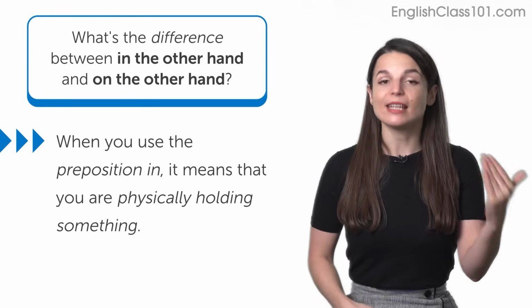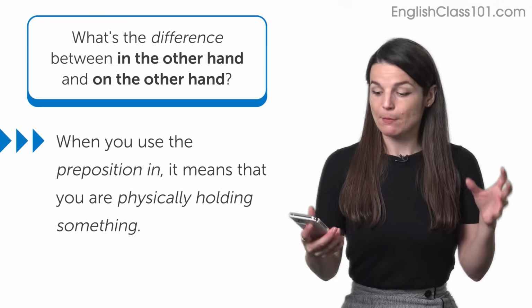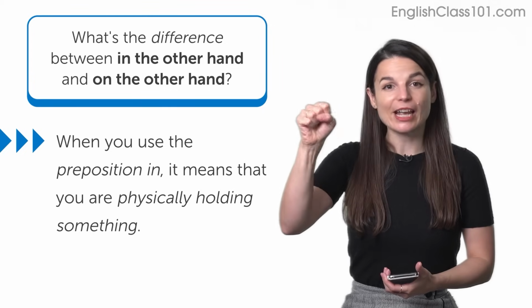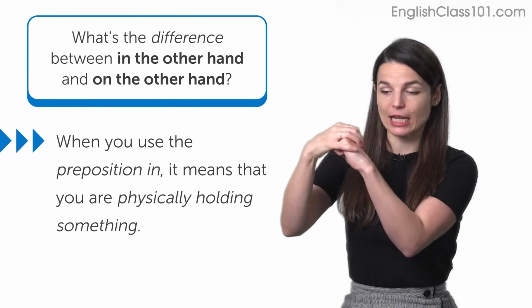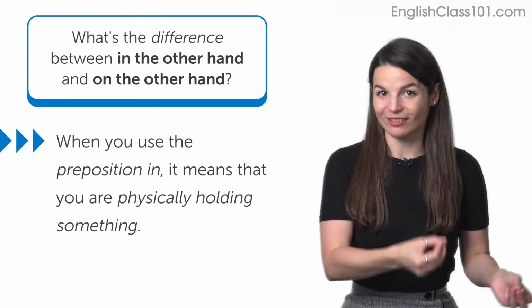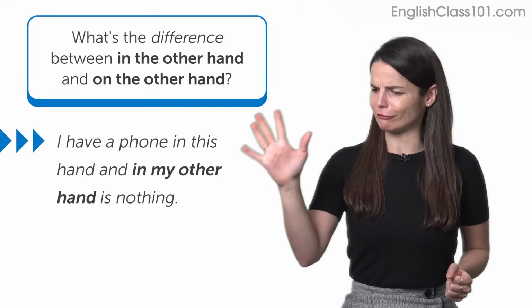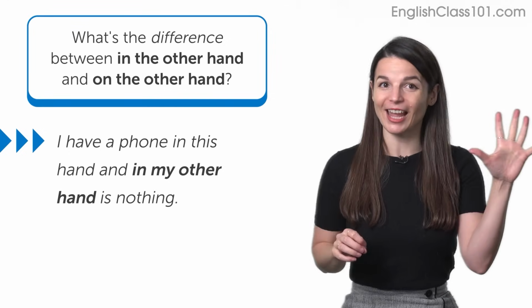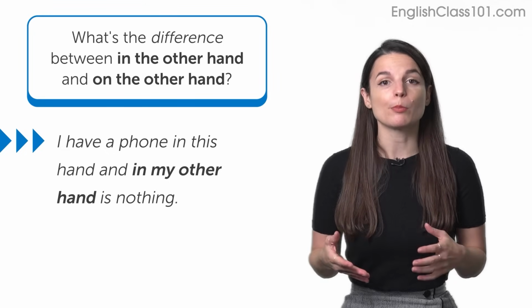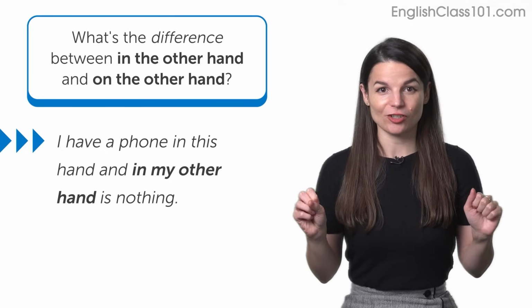So when you use in, the preposition in, it means physically you're holding something or you're putting something inside your fist perhaps, so you're containing another object inside your hand. So when you use in the other hand, this is what it means. Like, I have a phone in this hand and in my other hand is nothing in my example situation. So when you use this preposition, it means physically inside your hand.